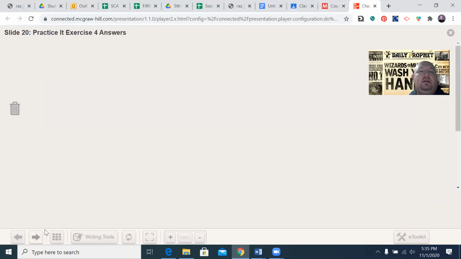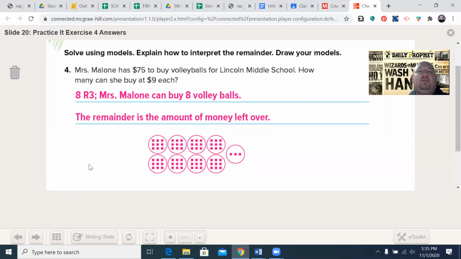Welcome back. Let's see how you did. 8 remainder 3. She can buy 8 volleyballs. You can see the images here, groups of 9. There's 8 of them because that gets you to 72. The remaining $3 is left over. She can't get a volleyball for $3 unless she makes a good deal by haggling it down. But assuming that she can't, she's just going to have $3 left over. You're going to get 8 volleyballs. And that's where we stand on that.